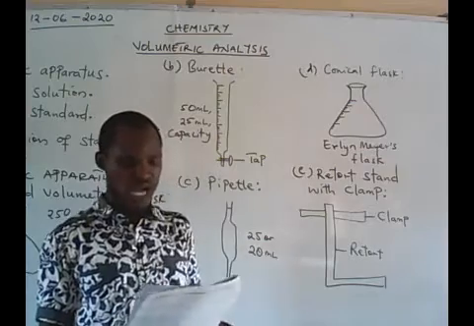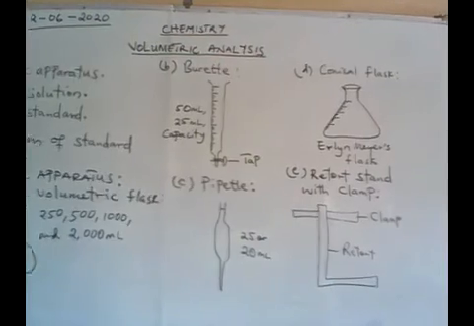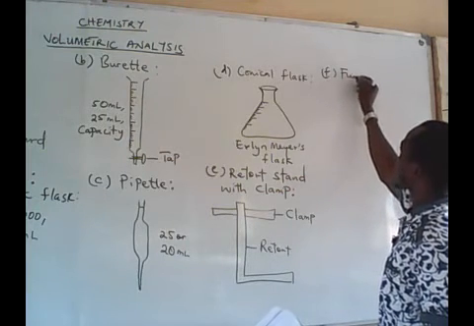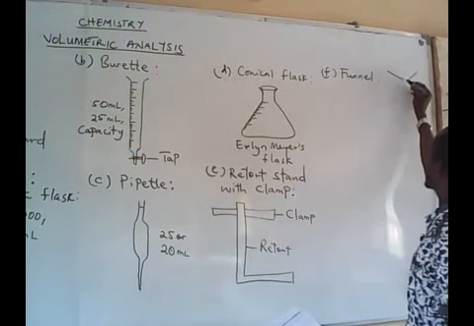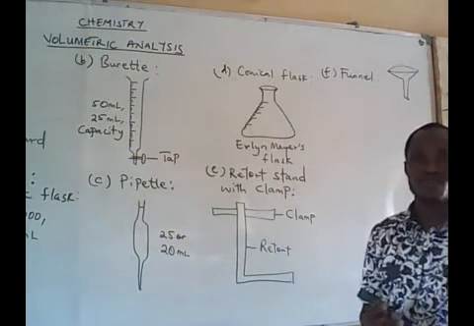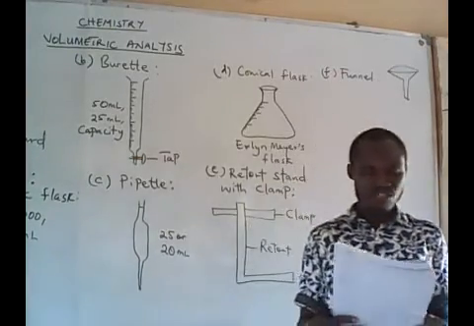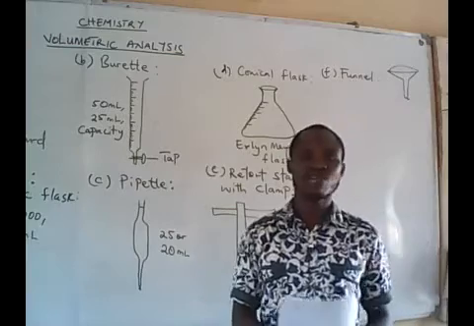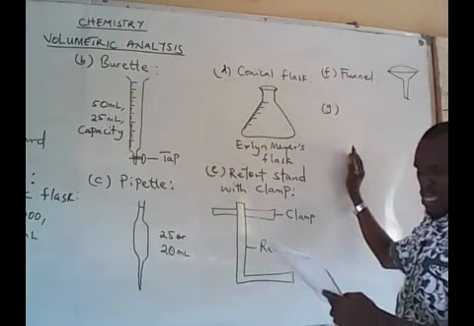Okay, then we also have the funnel. So what is the funnel used for? The funnel looks exactly like this. Okay. And what do we use it for? We use it for transferring solution. Are we together? We use it for transferring solution into the burette while filling our acid. Okay. So that is the function of the funnel. Then we also have white tile.